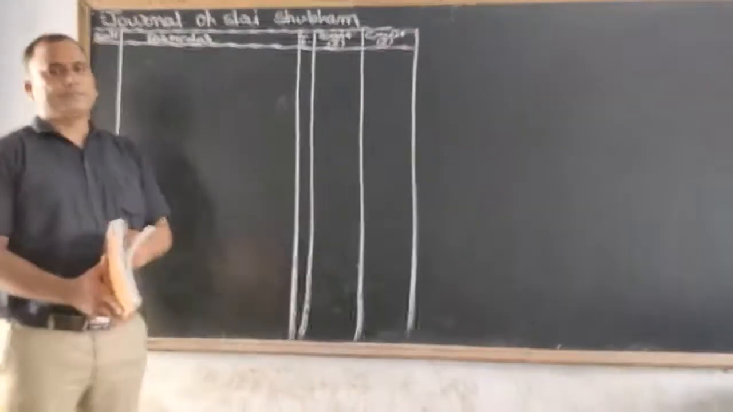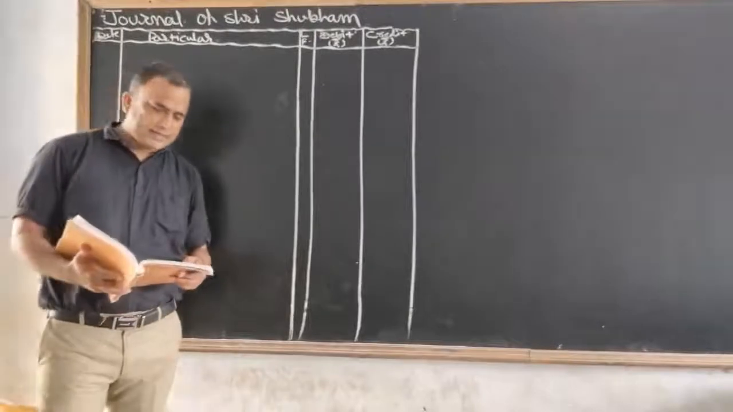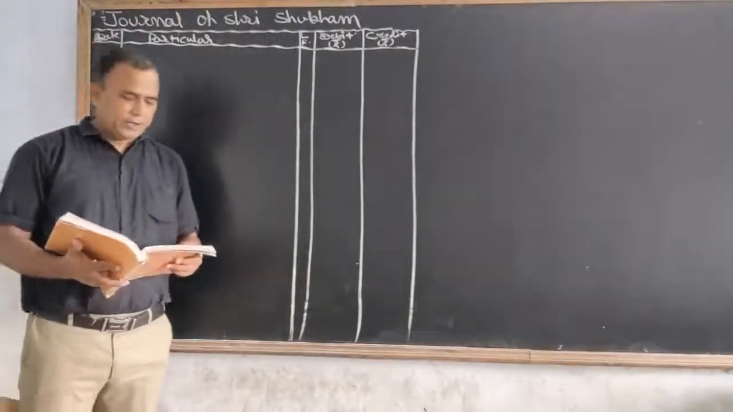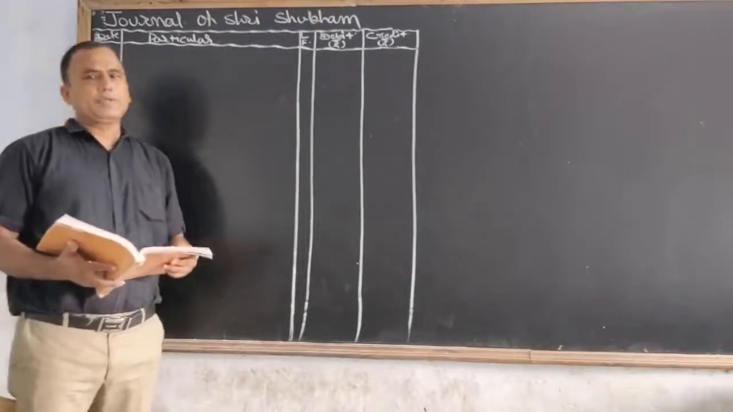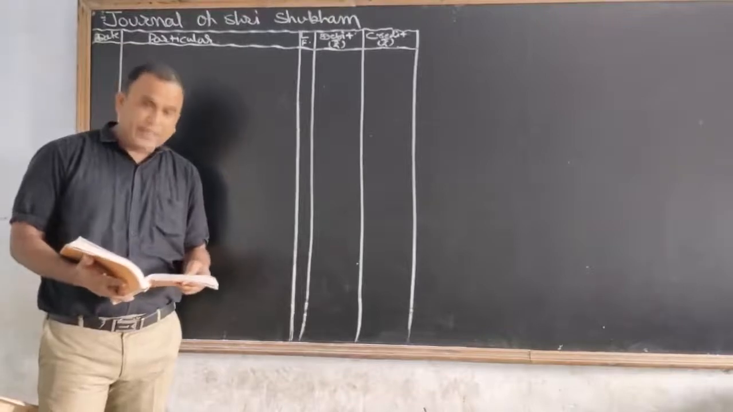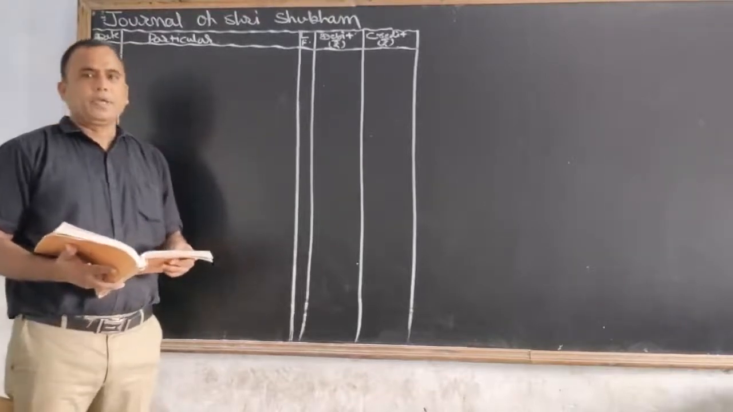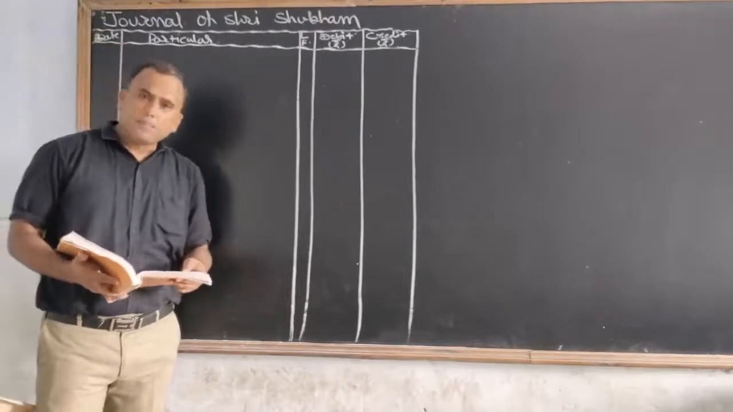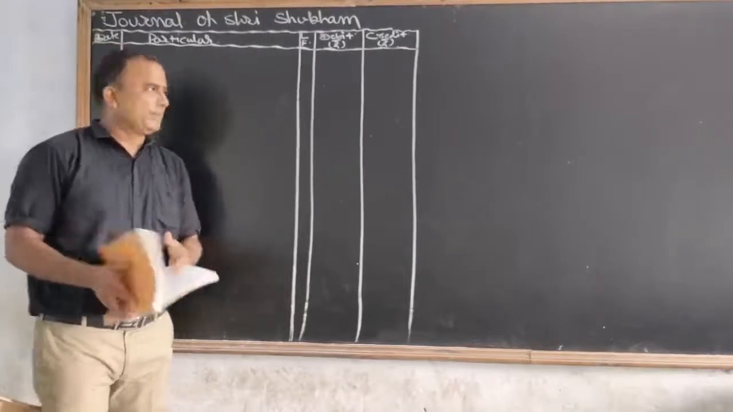Good morning, students. Yesterday, in the last session, we completed question number 5 in our general entry. Now today, we are going to start question number 6, transaction of capital and drawing, on page number 86. In this sum, the simple journal entries are given as well as the combined journal entries.